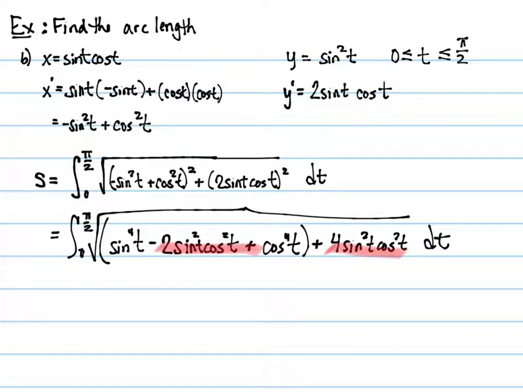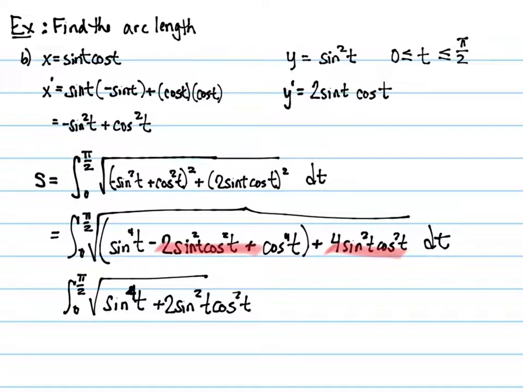Yeah, there's negative 2 of them in the first piece, and there's positive 4 of them in the second piece. So when I add them together, what do I get? Yeah, I get positive 2 now. So I'm trading in the negative 2 for a positive 2. This is sine squared t, that's a power of 4, sorry. Sine squared t cosine squared t, and then plus cosine to the fourth t dt.